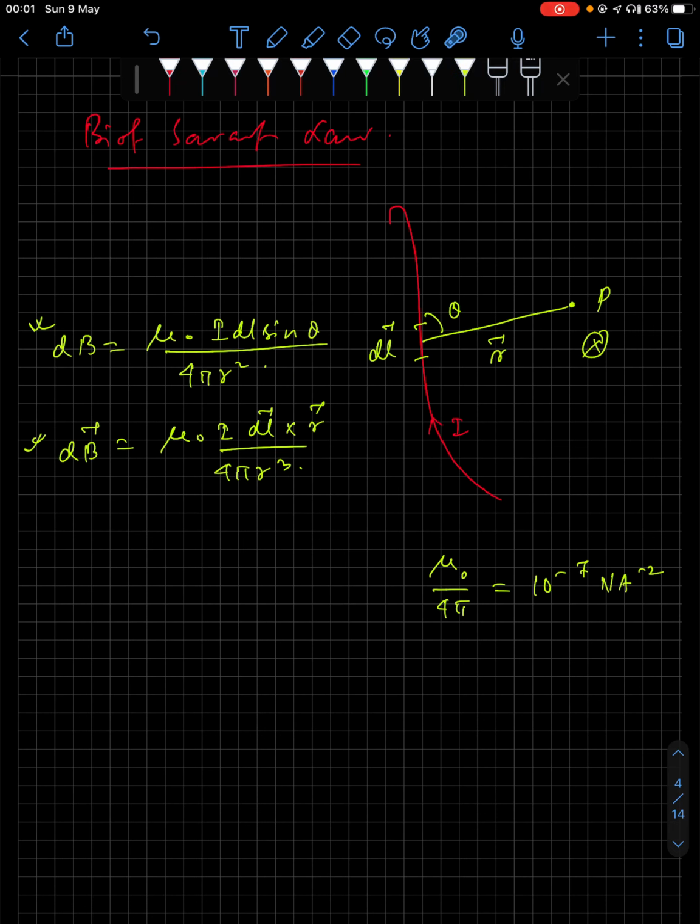So here, in case I want to put the direction, I will put a dot. Dot indicates that the field lines are coming outside. Okay, so this is Biot-Savart law. We'll have some special cases of Biot-Savart law.